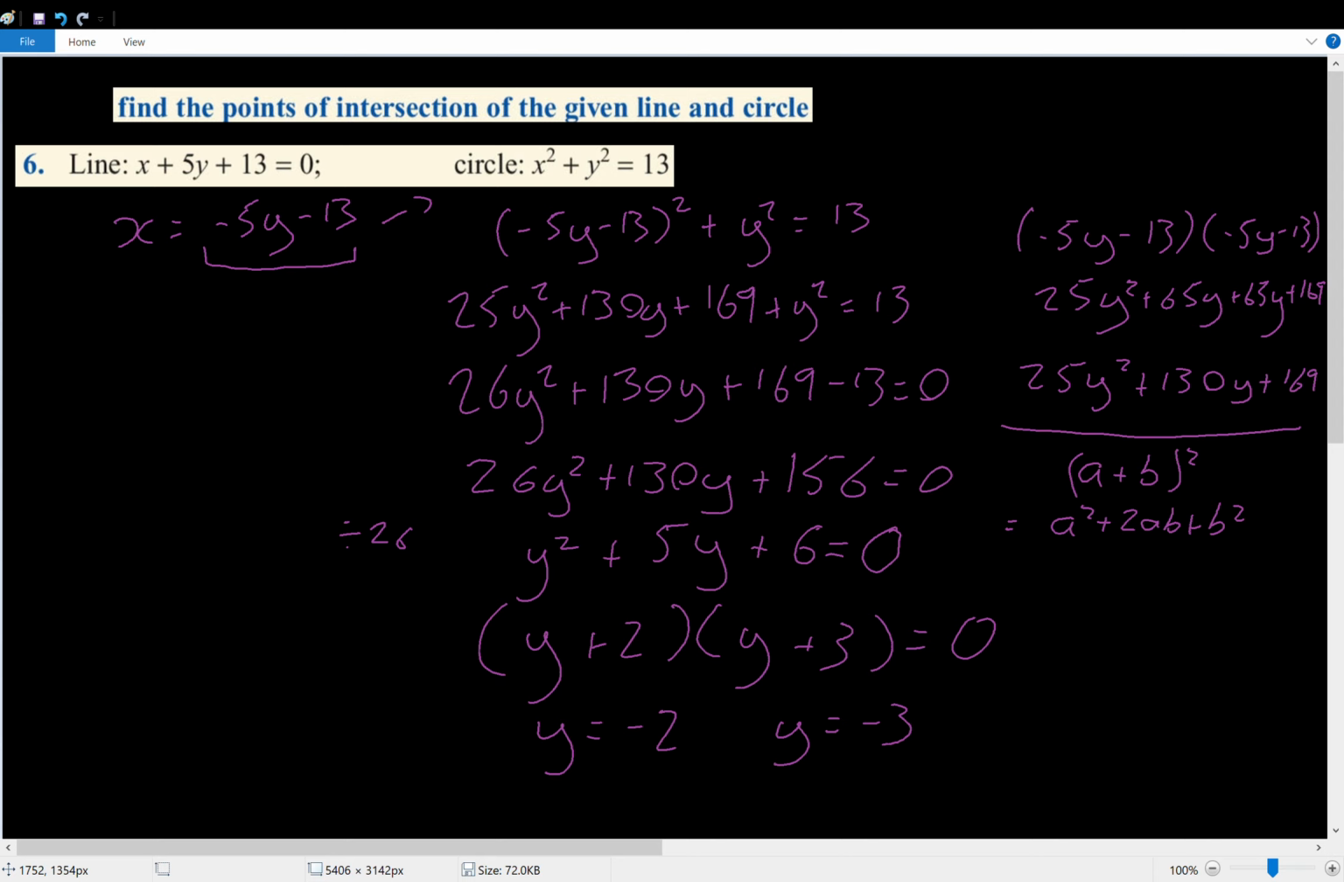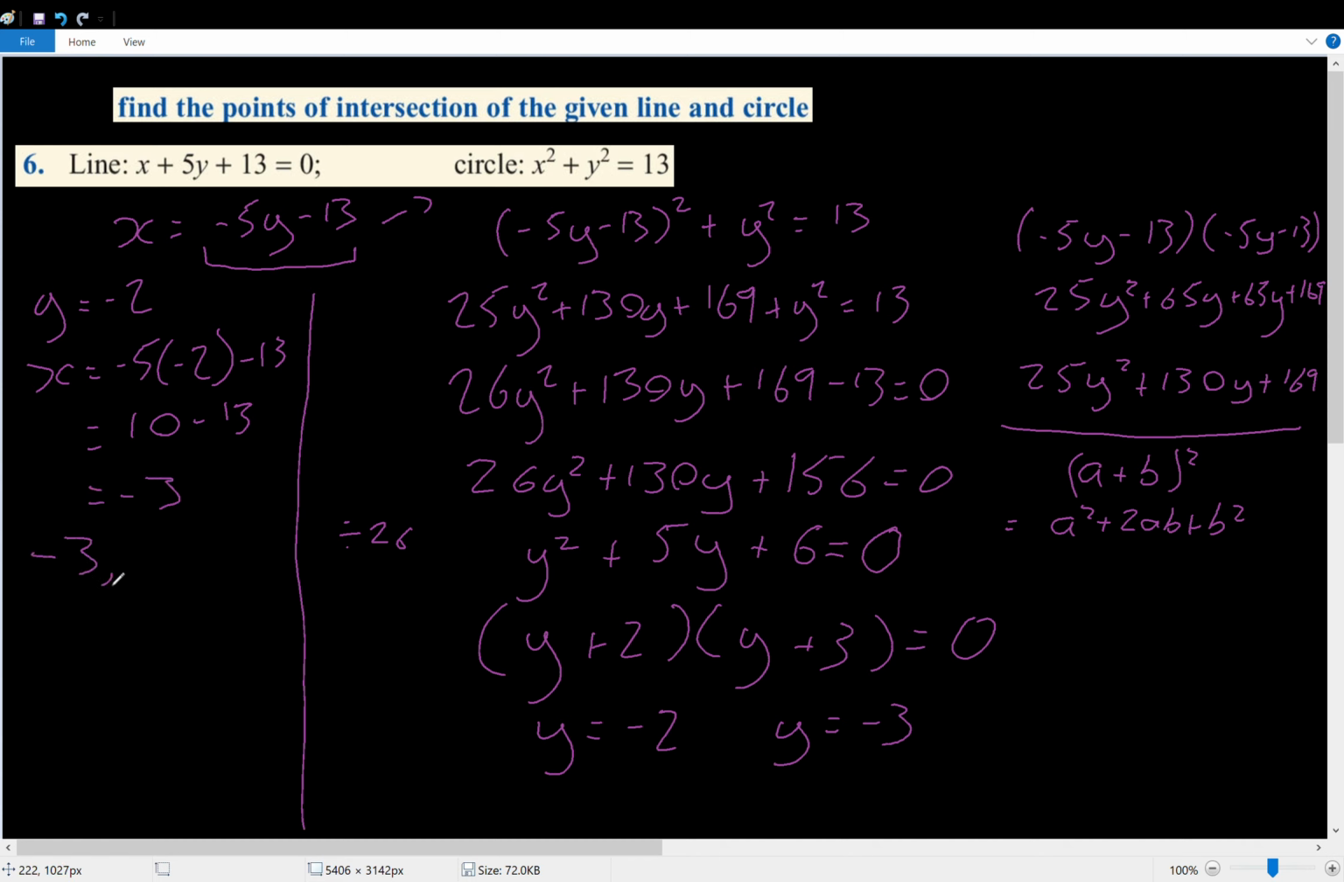So we're going to go back up to our line equation over here, and we're going to first do that out when y equals minus 2, in which case x is going to be equal to minus 5 times minus 2 minus 13, which is going to be 10 minus 13, which is equal to minus 3. Which gives us the point minus 3, minus 2.